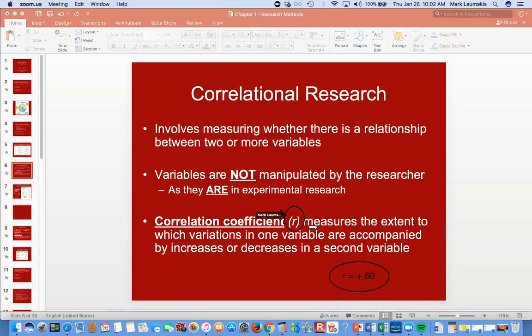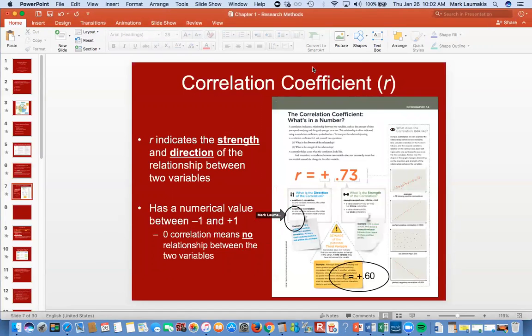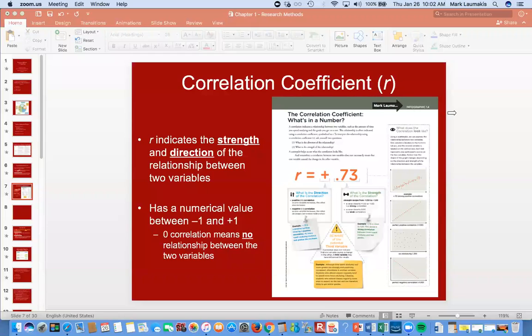What if it has a positive sign? How is that different from if it has a negative sign? What does the number mean, right? That's my job here in intro in terms of teaching you about correlational research. So let me just clear my scribbling, and we'll use this little infographic from your textbook to explain how to interpret a correlation coefficient. It's infographic 1.4.